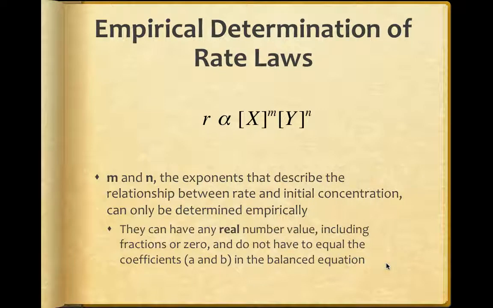They can have any real number value, including fractions, and do not have to be equal to the coefficients in the balanced equation. These are things that are determined empirically through the experiment, and we will be figuring them out as we work our way through part 2. Those exponents are called the order of the reaction with respect to those reactants.